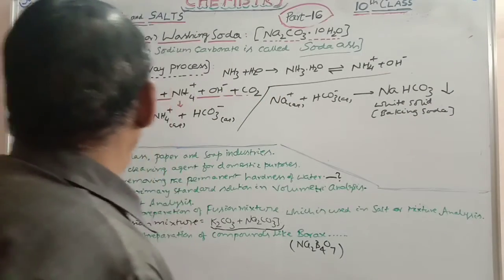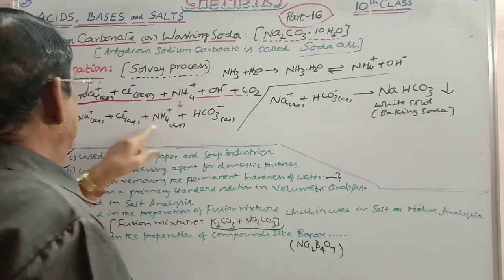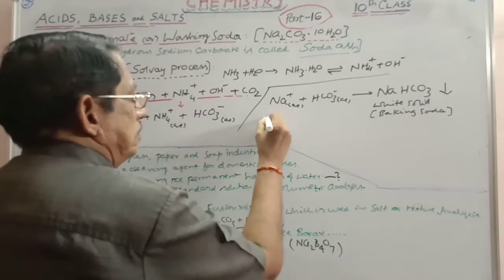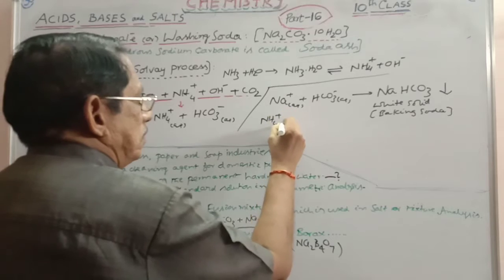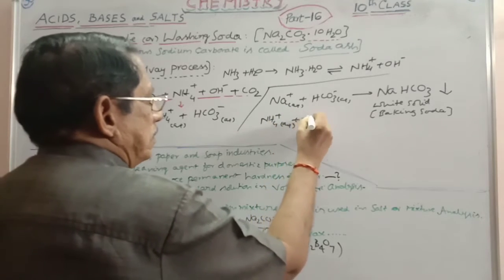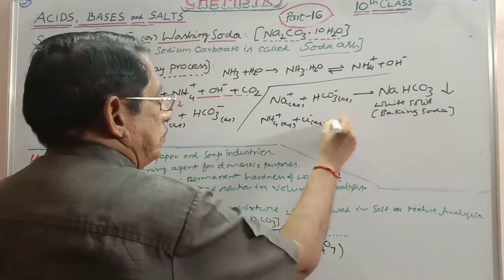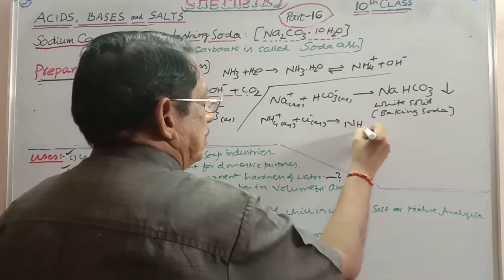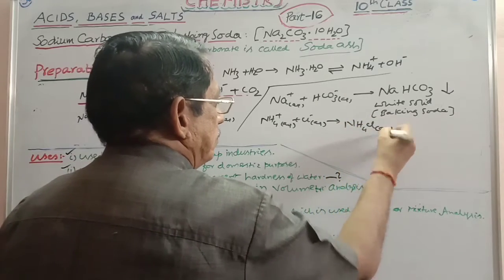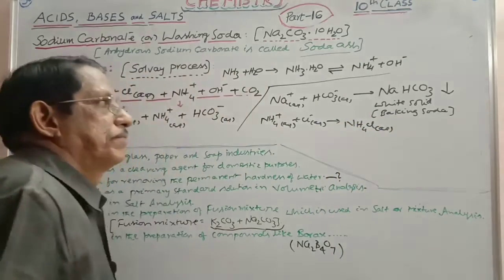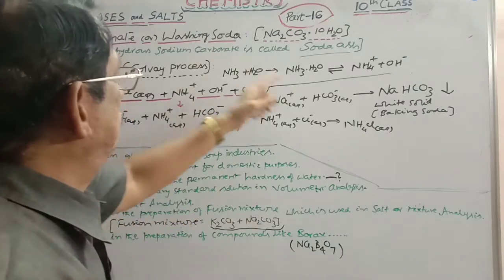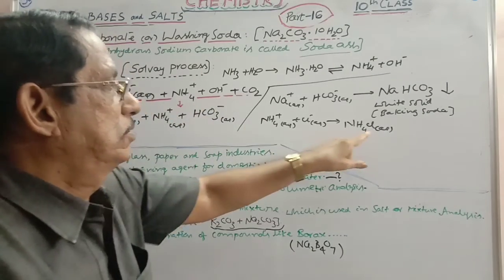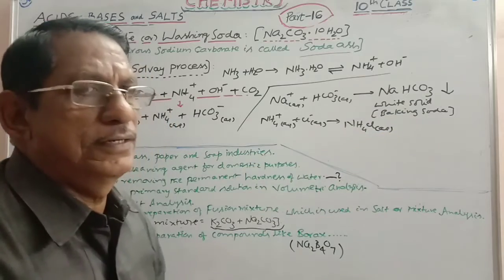What else remains there? Ammonium and chloride. These will combine. Ammonium ion, aqua, chloride ion, aqua. You are getting ammonium chloride salt, but it is present in aqua, in the ionic form. So this is the actual case that is happening there. And so automatically this will be separated and heated.